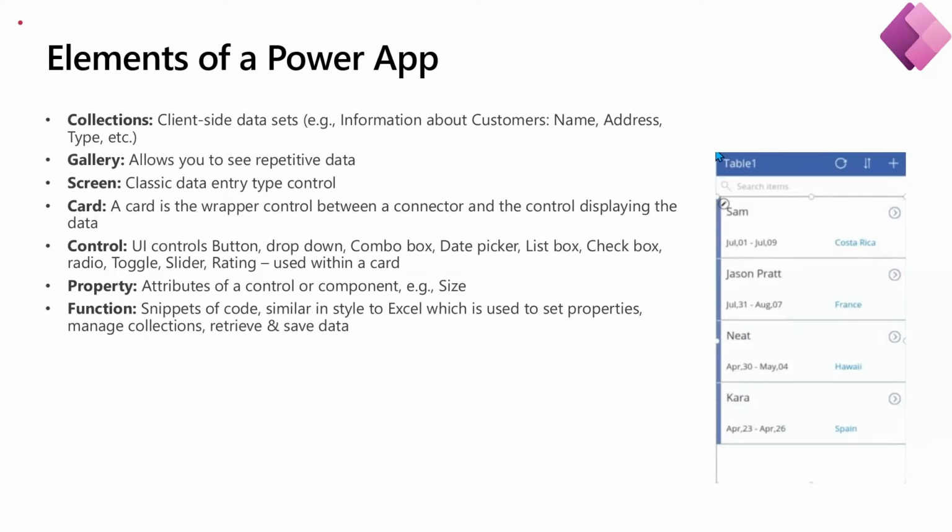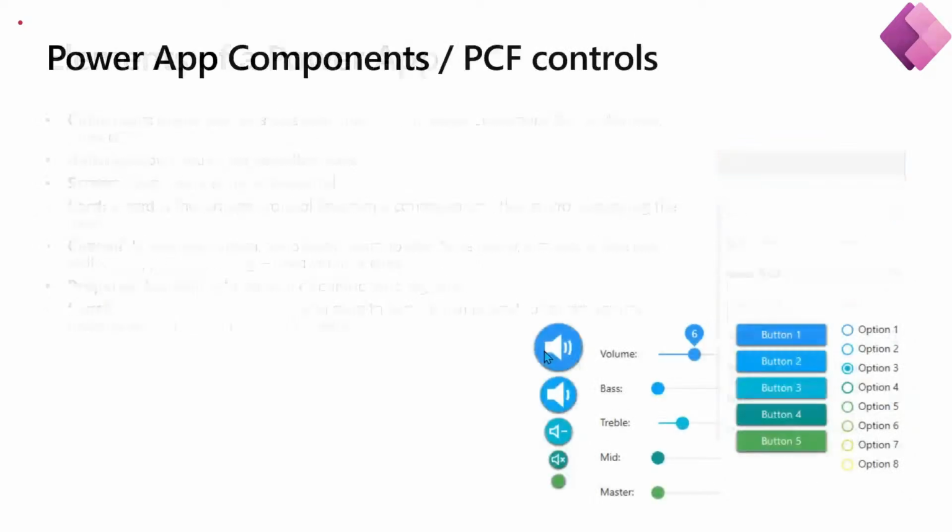Your classic controls, I won't go into detail, that's your everyday controls we're all used to: buttons, labels, text boxes, etc. Properties are the attributes of a control, so your size, your color. And then function, of course, is a snippet of code. One thing that we do in Power Apps that's a little different is everything outside of those few properties is considered to be a function. We don't really refer to events or methods or anything like that. They're just functions. Again, very Excel-like, if you will.